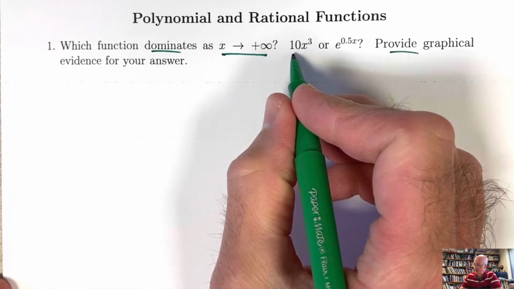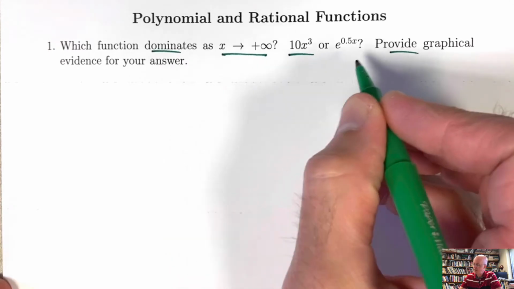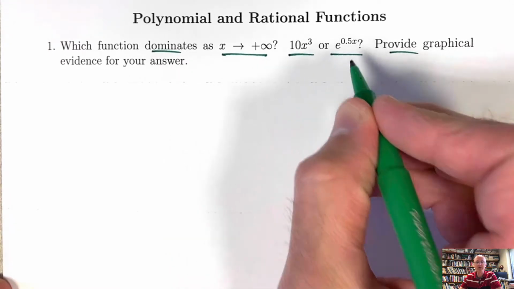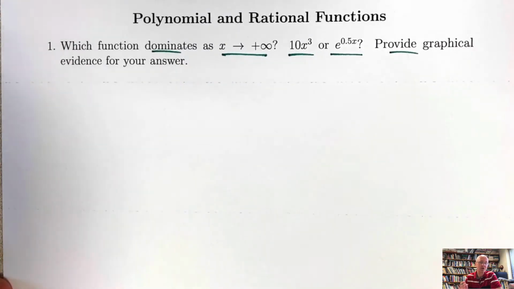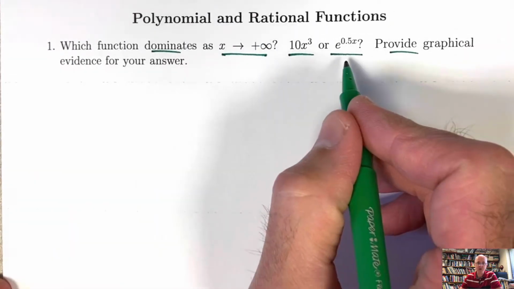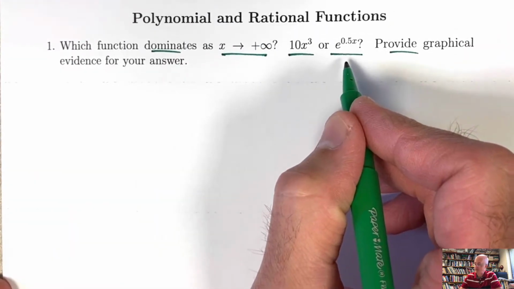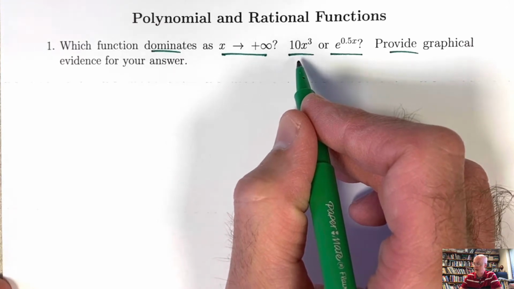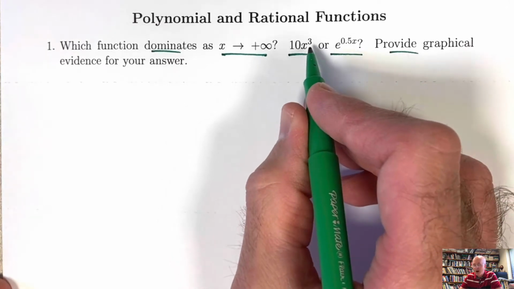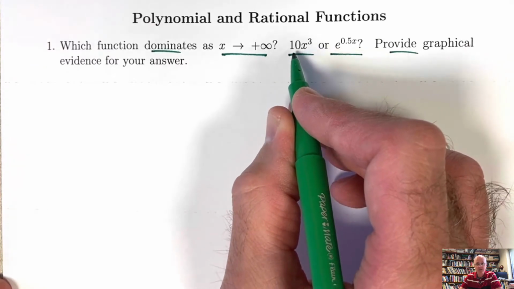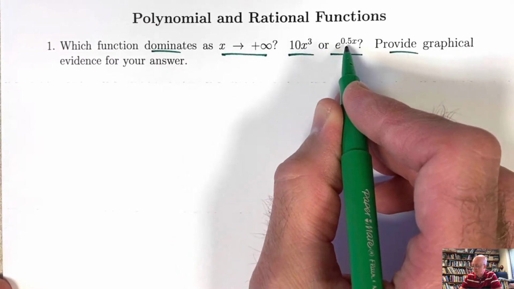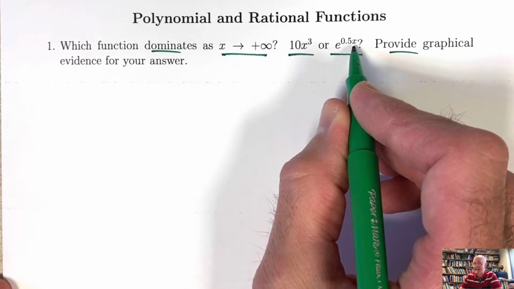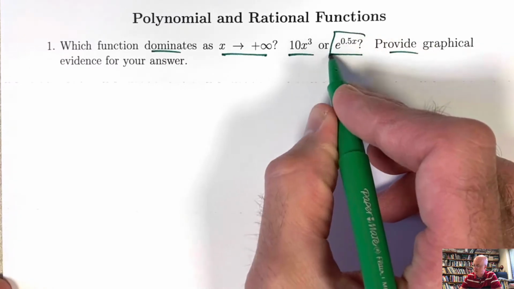So we've got a polynomial, 10 times x cubed, and we have an exponential growth, e to the 0.5x. The thing you really should just know is that exponential functions dominate as x goes to plus infinity compared to the polynomial, or in this case just a simple power function. No matter how big that power is, no matter how big this coefficient is, no matter how small this positive coefficient of x is, the exponential function will dominate.